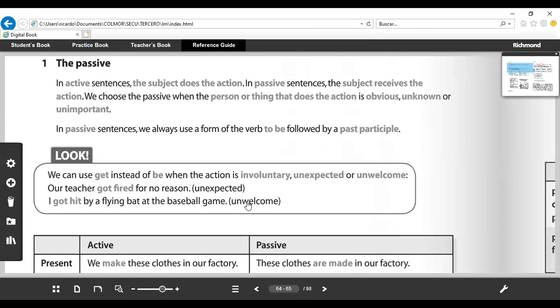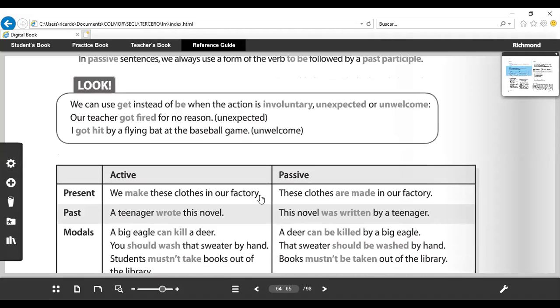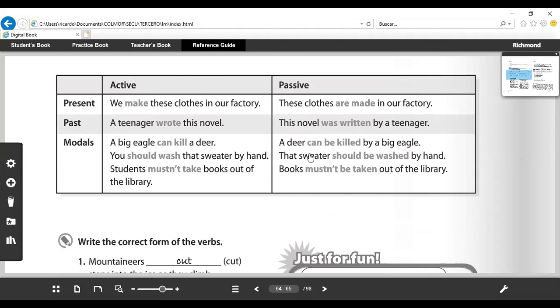Now, right here. The passive. In active sentences, the subject does the action. In passive sentences, the subject receives the action. We choose the passive when the person or thing that does the action is obvious, unknown, or unimportant. See, this is the activity that we just did. And this is going to be for the passive. Okay? Now, if you have any doubts about this information, first, take a look at your book in your house, and if you continue having questions, we can discuss it during the next virtual class, okay?